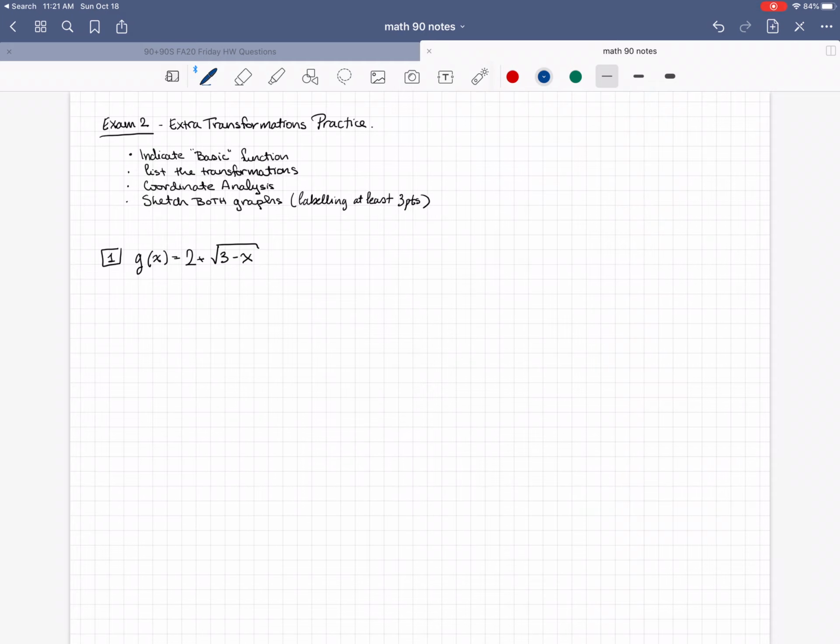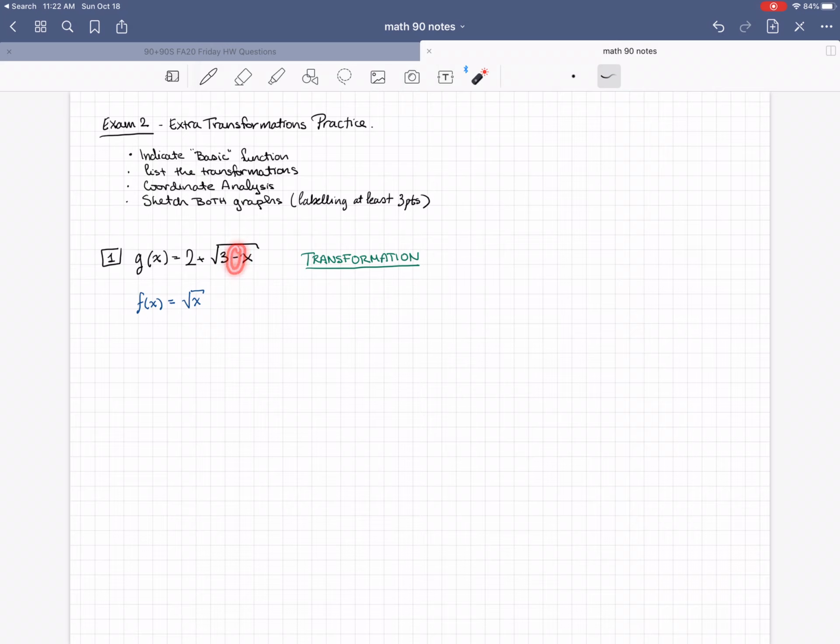So the example here is g of x is equal to 2 plus the square root of 3 minus x. So the basic function here, the function that we're adding on to, is the square rooting function. And when we talk about what transformations took place, you're essentially looking at your basic function and asking what's been sort of added on, what's been changed. And you see that in this example, there are three things.